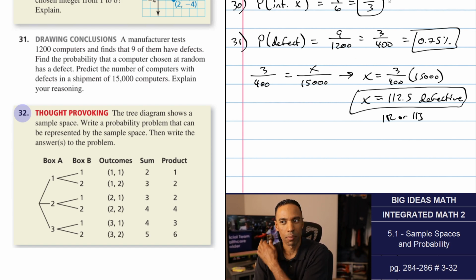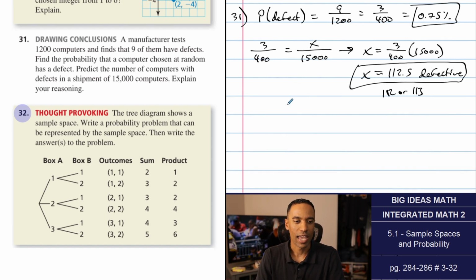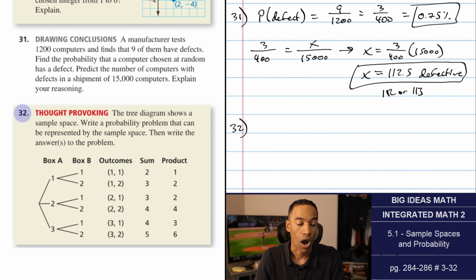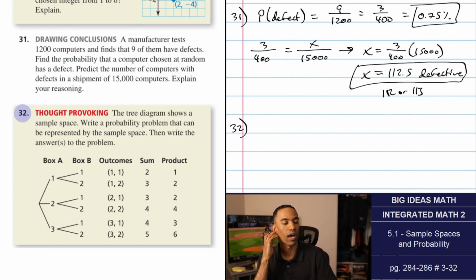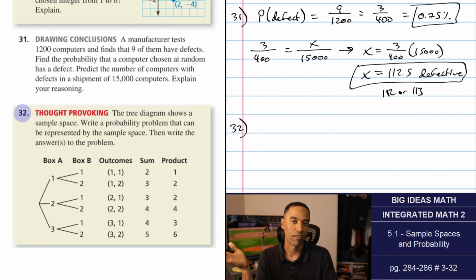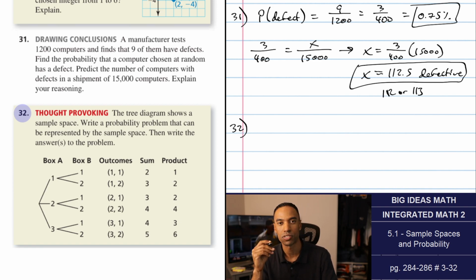And I think it's the last question, number 32. The tree diagram shows a sample space. Write a probability problem that can be represented by the sample space, then write the answers to the problem. All right, so here's a tree diagram. It's kind of open-ended, I guess. Box A: 1, 2, 3. Box B: 1, 2, 1, 2, 1, 2. I guess there are numbers in a box.